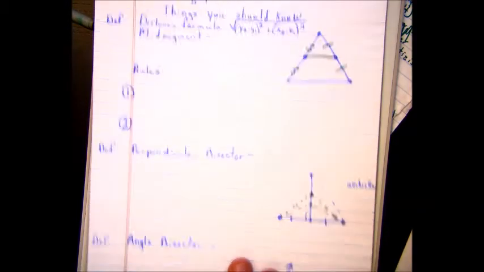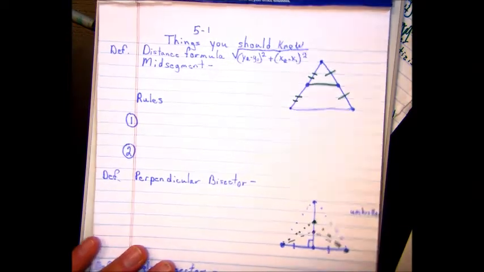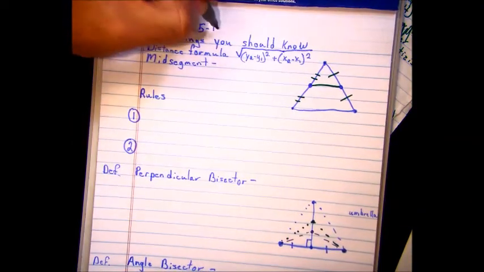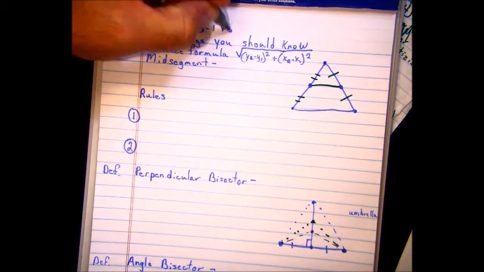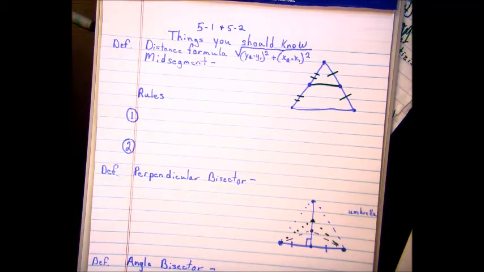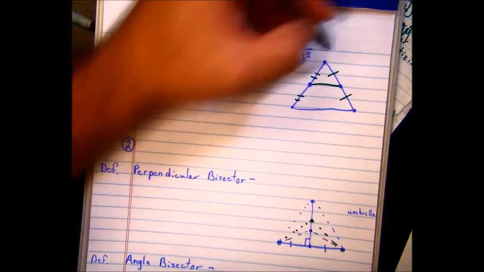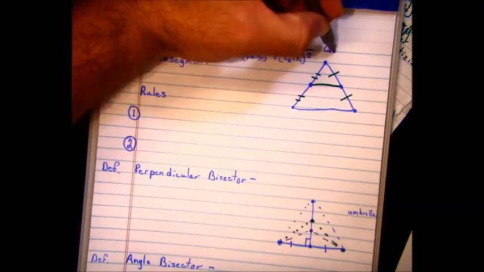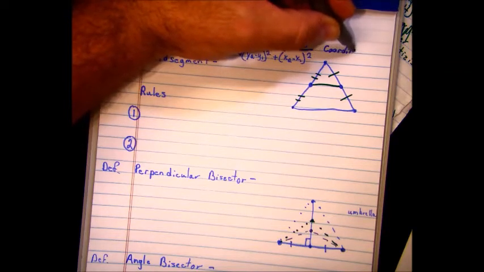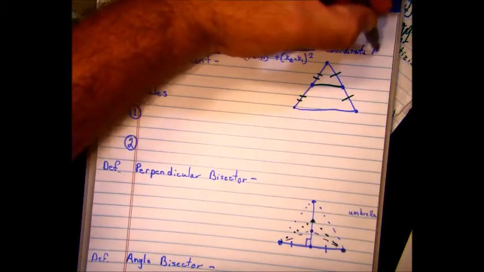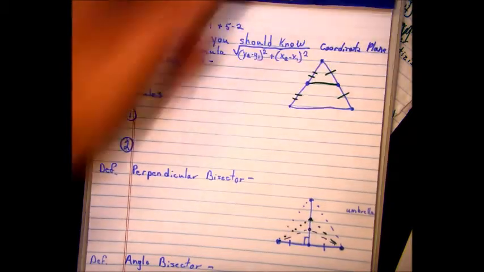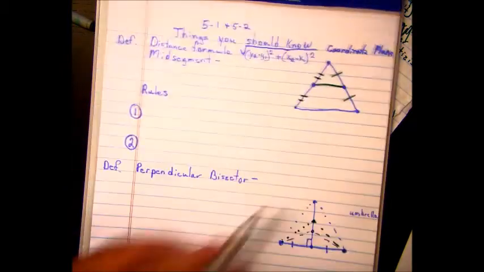We're going over lesson 5.1 and 5.2, things that you should already know, but this is a brief review. First of all, you're going to be using the distance formula anytime you have anything on a graph. Okay? So that means anything that's on a coordinate plane, you'll be using the distance formula to find the measure of the lengths of certain sides.